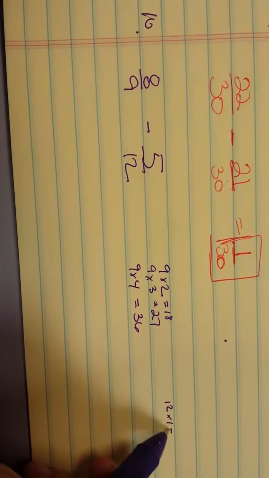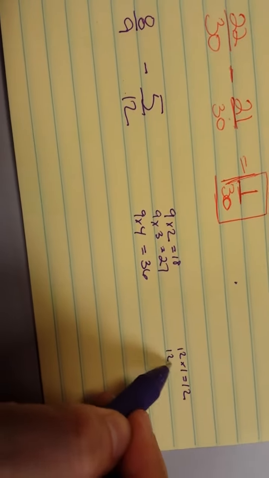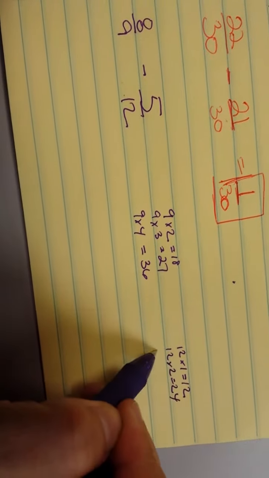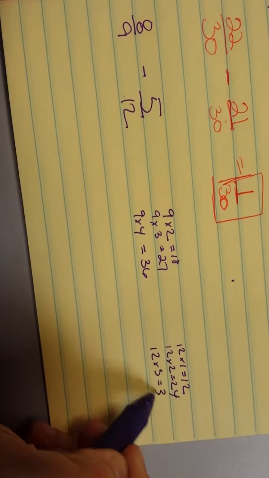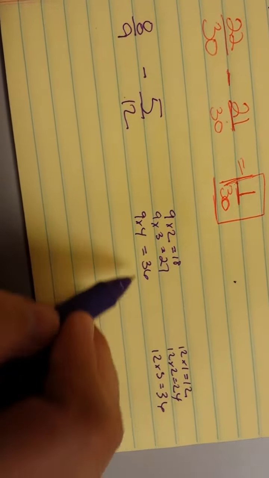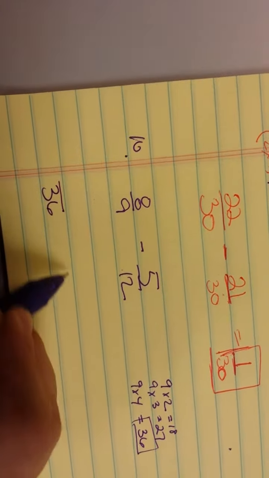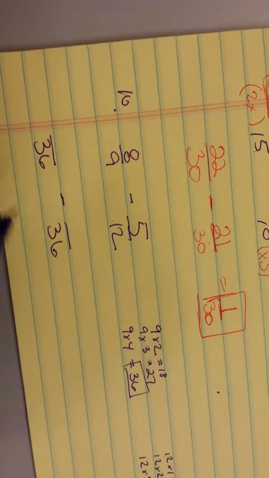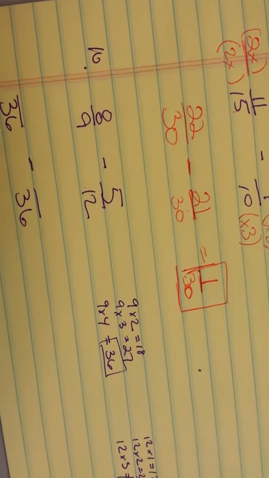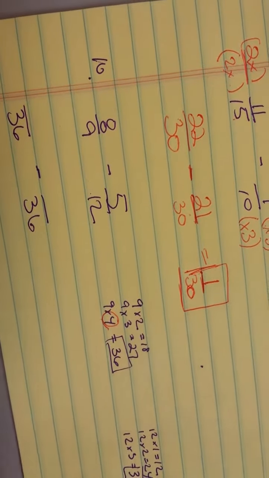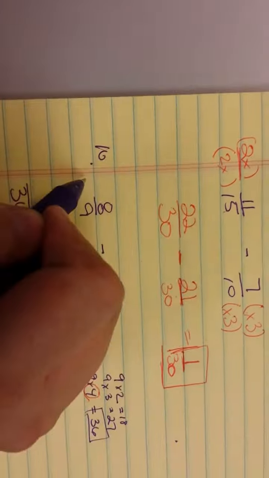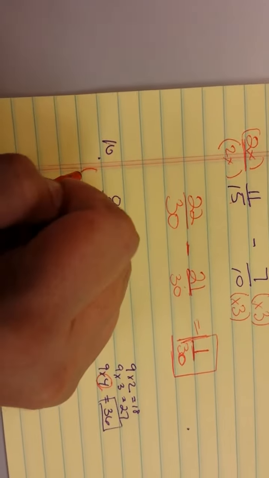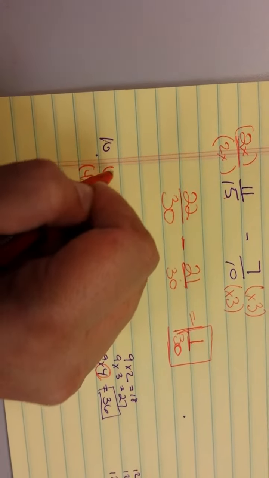12 times 1, oops, that was kind of silly. 12 times 2 is 24. 12 times 3, 36. So, oh gee, look, they both go into 36. Happy dance. So 36 is our common denominator. Yay! And if you're wondering, 9 times what equals 36? There's your answer. So you're going to multiply both sides of the fraction by 4.